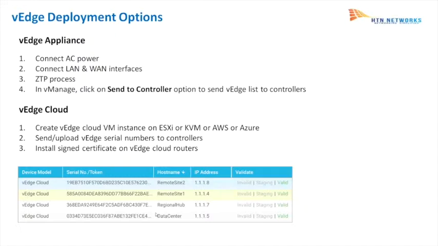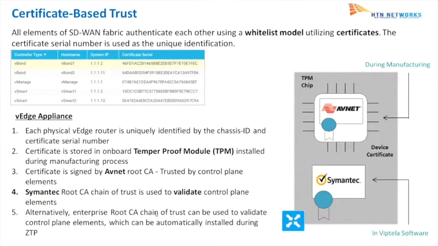With these, the vEdge routers use a certificate-based trust. All elements of the SD-WAN fabric authenticate each other using a whitelist model. The whitelist model basically uses a certificate to authenticate. The certificate serial number is used as a unique identification for each device. In the screen you see vBond, vManage, vSmart, and all have a certificate serial number.